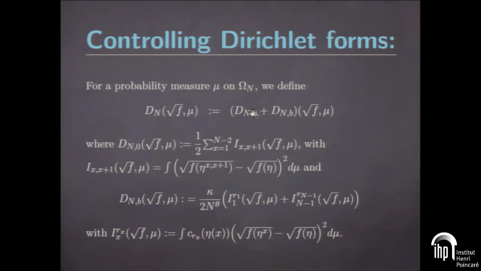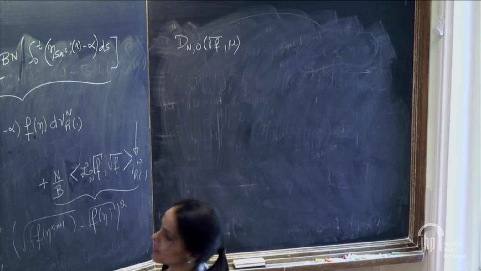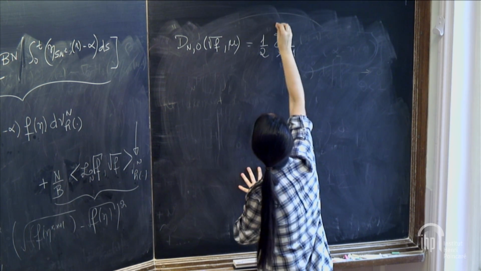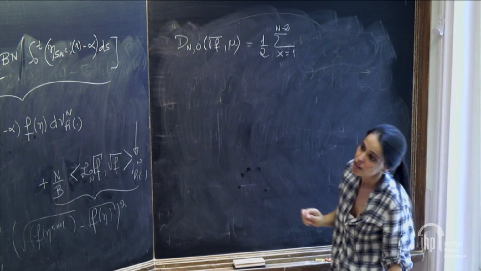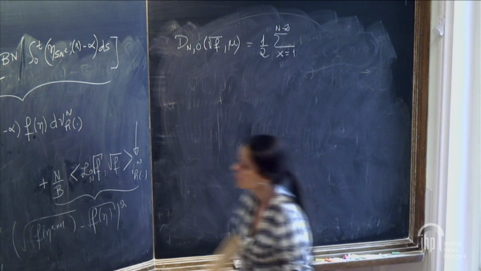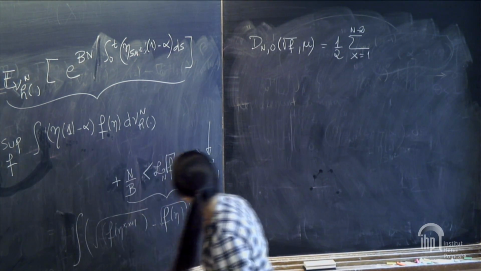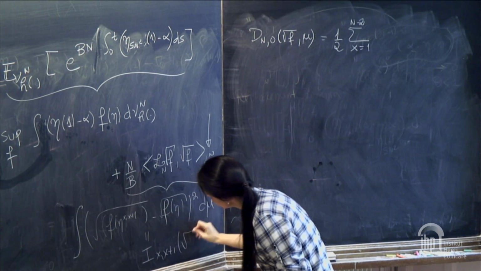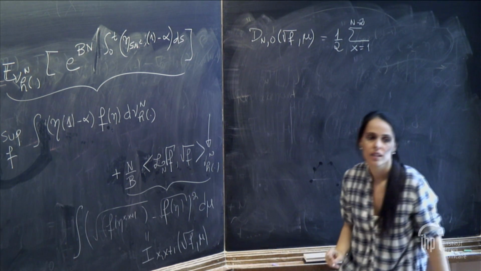So this false Dirichlet form that I called D_n^0 of square root of f, mu. So mu is any measure, and then we apply it for our special measure that I have here. Don't forget, I have always this measure here. So this is 1 over 2 the sum when x goes from 1 to n minus 2 of the nice term that I wrote over there. Let me call this integral I_{x,x+1}. This is this term.